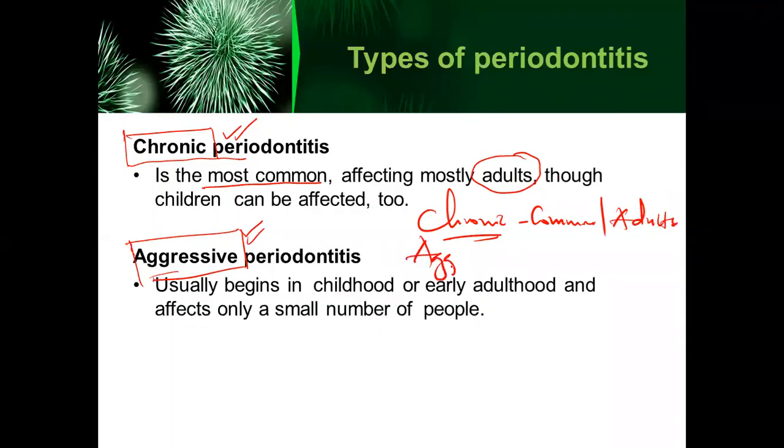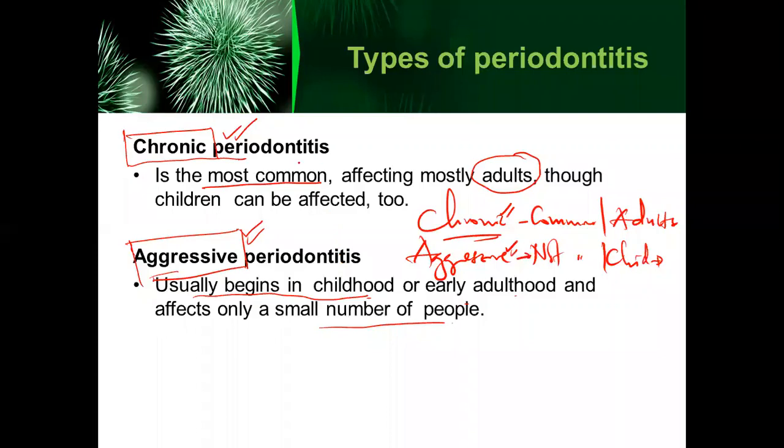Then we have what we call aggressive periodontitis. This usually begins in childhood or early adulthood, and it affects only a small number of people, so it is not very common. As the name suggests, when it starts eating up the gums and the surrounding surfaces, it goes very severely. It's very bad, and most people actually lose their teeth. Chronic is not as severe as aggressive periodontitis.